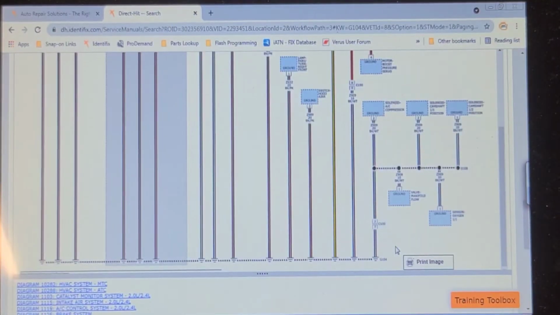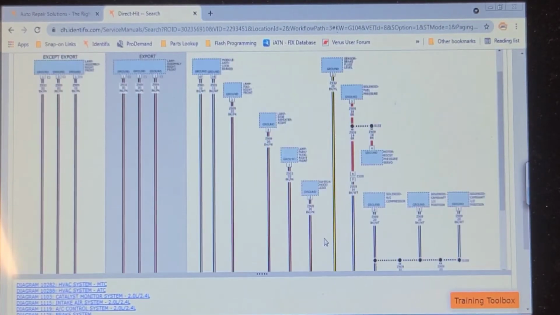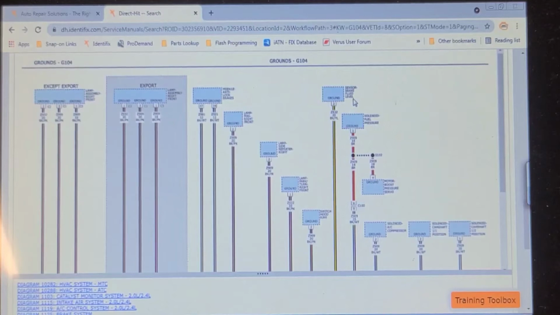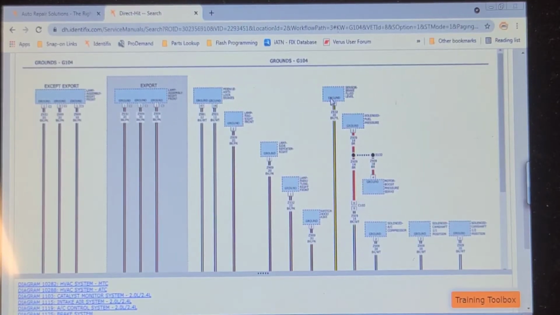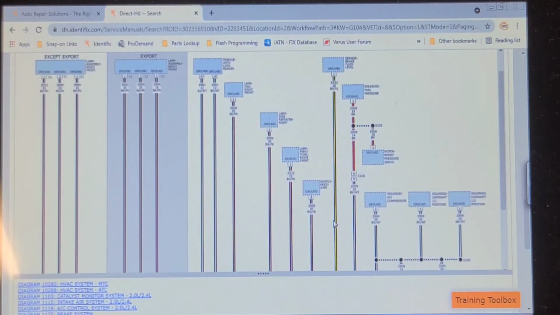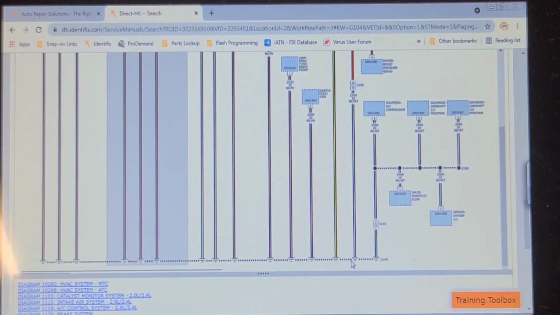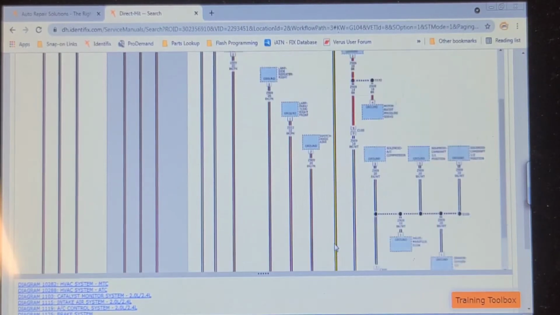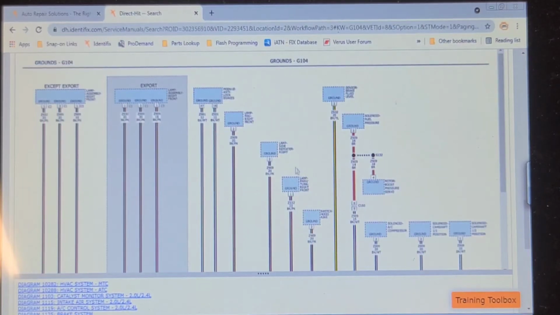So I found a ground distribution diagram for G104, and that ground is used by a pile of stuff, and interestingly, it's used by the brake fluid level sensor. So maybe we have a problem with that ground, but it's not affecting the other things. It looks like this ground location, the bolt for instance, might be used by G104 in all these other circuits, but nevertheless, we've got to find that. I still haven't found it, believe it or not.